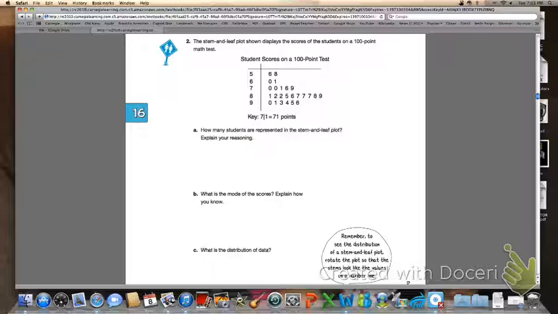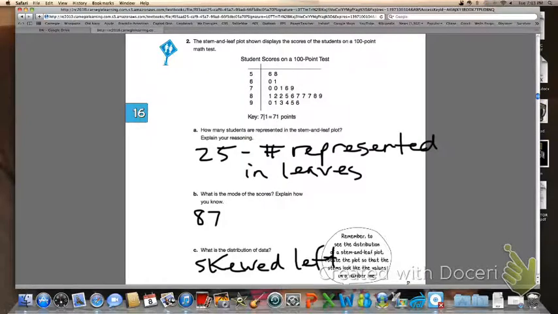We will come back to letter D, much like we're going to come back to number 6 and 7 from problem number 1. So go ahead and do that with your group members. If you take a look at letter A, it asks how many students are represented in the stem and leaf plot and explain your reasoning. There are 25 students that are represented in the stem and leaf plot, and you know that because there are 25 leaves in that part of the plot.